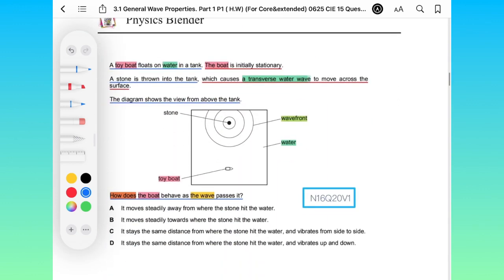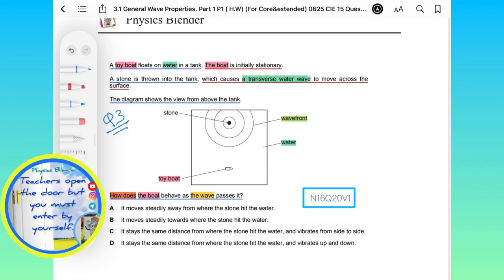Question number 3. We have here a toy boat floats on water in a tank, and the boat at first was stationary. Stationary means not moving. It is at rest, not moving. And when a stone is thrown into the tank, this causes a transverse water wave. What do you know about transverse water waves? That if the wave is traveling in this direction, you will find the particles of water vibrate up and down at right angle to the direction of wave travel.